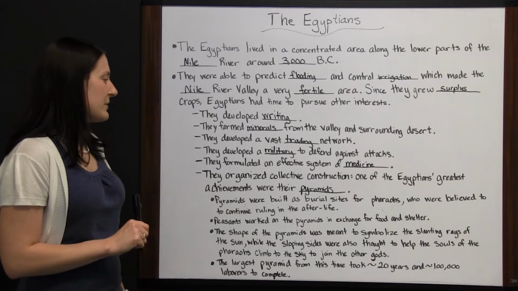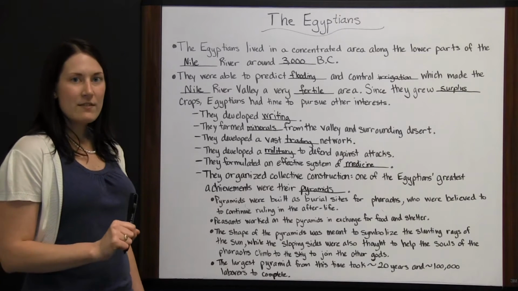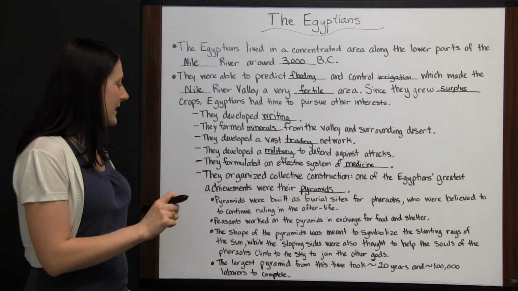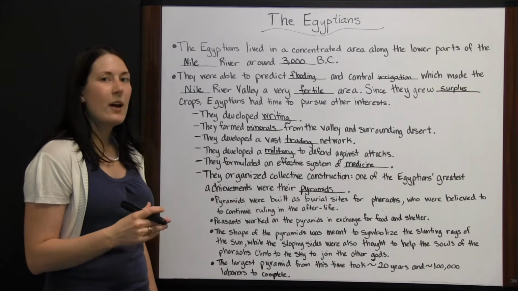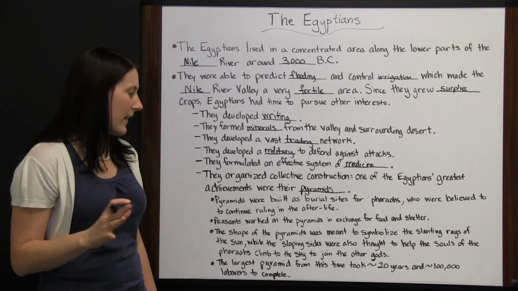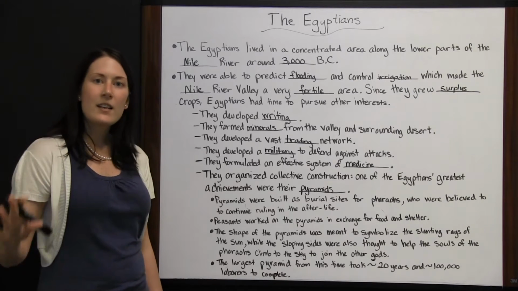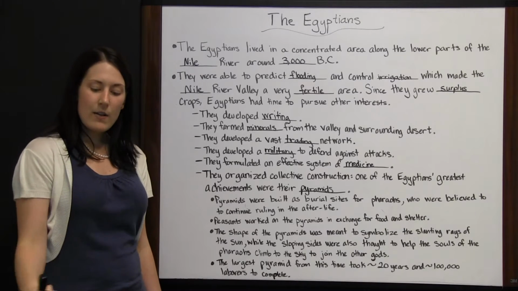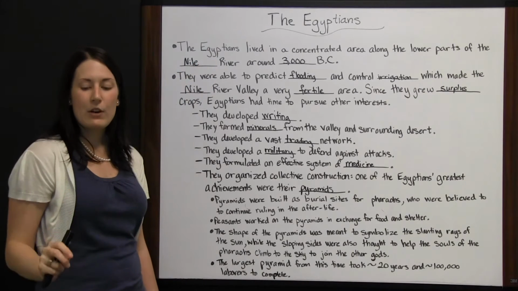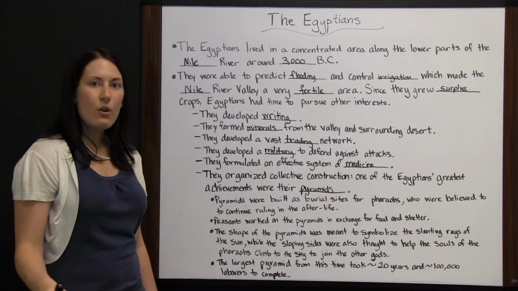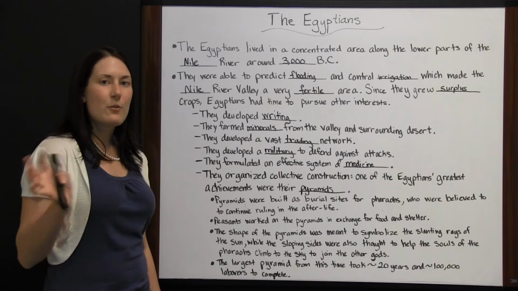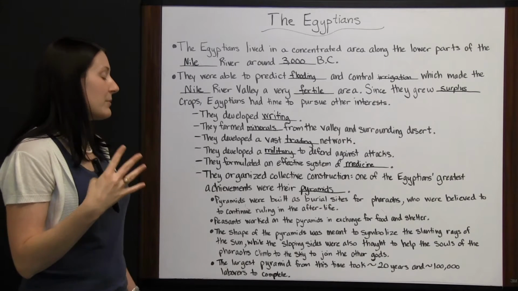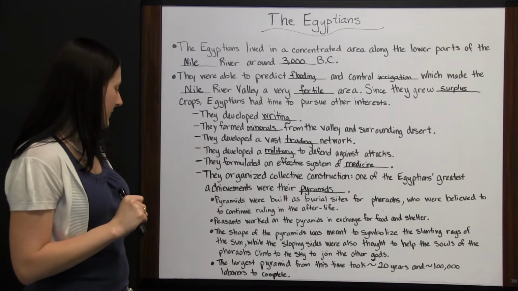The shape of the pyramids is meant to symbolize the slanting rays of the sun, if you think about the way that the pyramids slant down. The sloping sides were also thought to help the souls of the pharaohs climb to the sky to join the other gods. So slanting rays down from the sun, but also it slants up toward the sun from the ground, and so the pharaoh's soul was supposed to be assisted by those sloping sides. It could make its way up toward the sky to join the other gods.